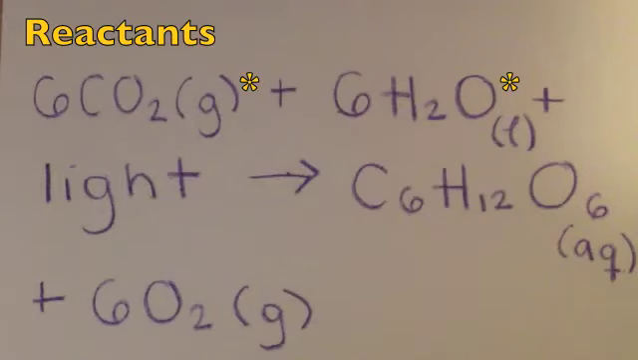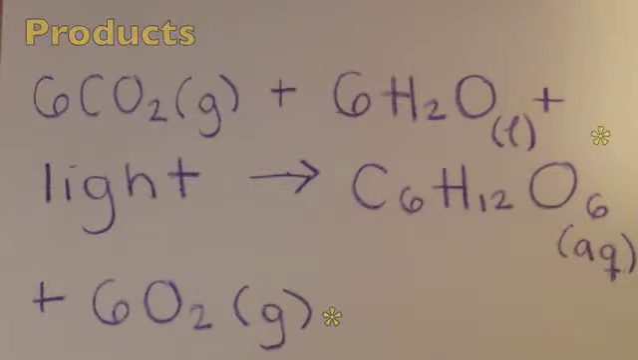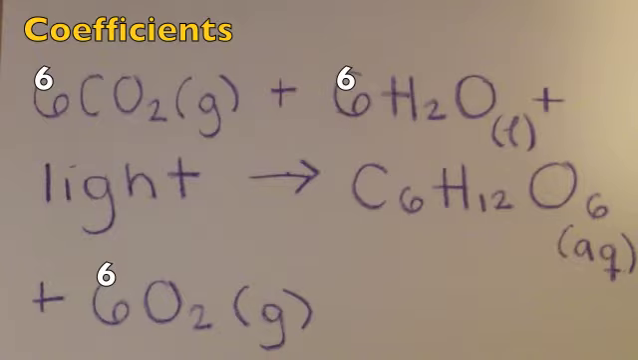The reactants are the substances to the left of the arrow, CO2, H2O, and light. The products are the substances to the right of the arrow, C6H12O6 and O2. The numbers in front of the reactants and products are called coefficients. Coefficients tell us how many of each type of molecule there are in the equation.